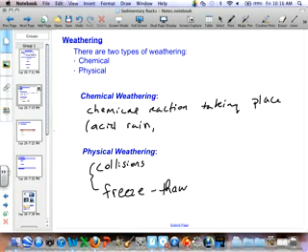Okay, that's a perfect example of physical weathering, where that wind is actually taking up the sand particles, and then they act like small abrasives and collide with the other rock. You get enough of that happening, and you can start wearing away at the rock.